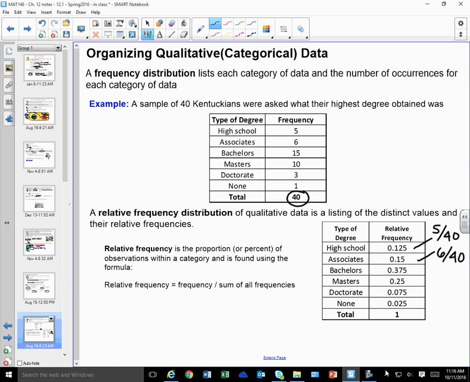Okay, so I think I'm going to stop this one right here just because it's already kind of long, and we will get into how we're going to start organizing this qualitative and quantitative data, putting them into graphs and all that in the next section.